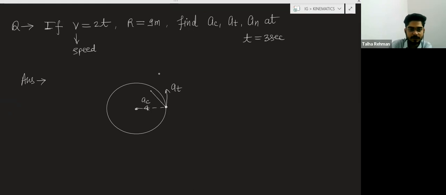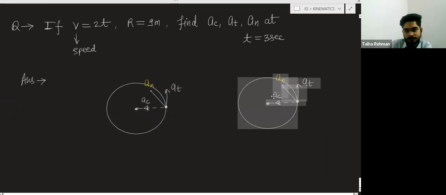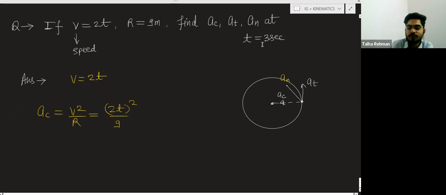This is your net acceleration. Okay. So speed is given as 2t. We have to find the centripetal acceleration. What is centripetal acceleration? V square by r. Okay, so what is V? 2t square by r, r is 9, and they are asking at t is equal to 3 seconds.